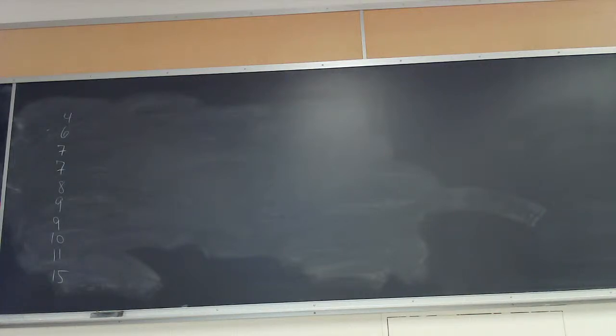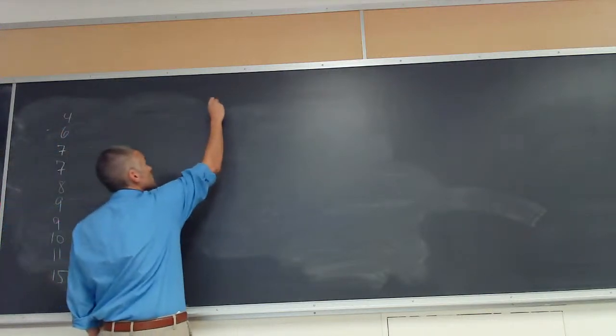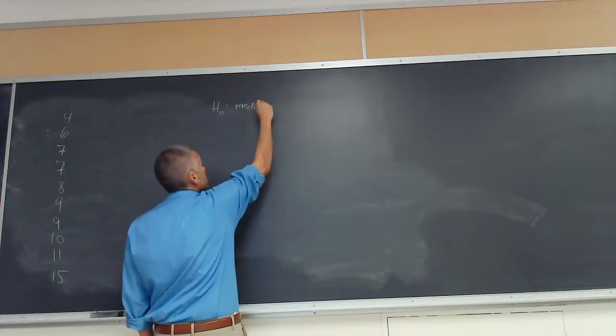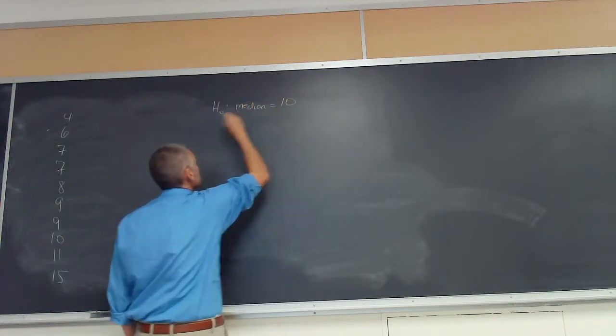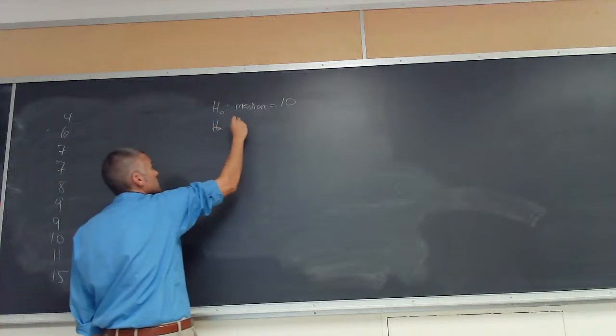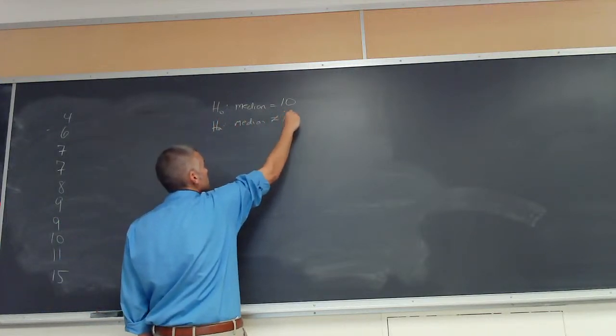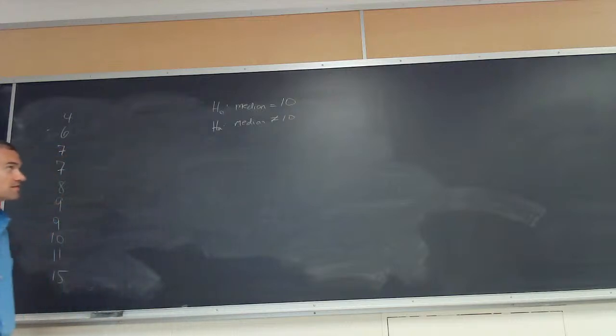First thing that the binomial test is going to do is compare each of these values to our hypothesized value. So we're setting up our null hypothesis that our median is equal to 10, and our alternate is that our median is not equal. So we're going to run a two-tailed test. So 10 is our value.